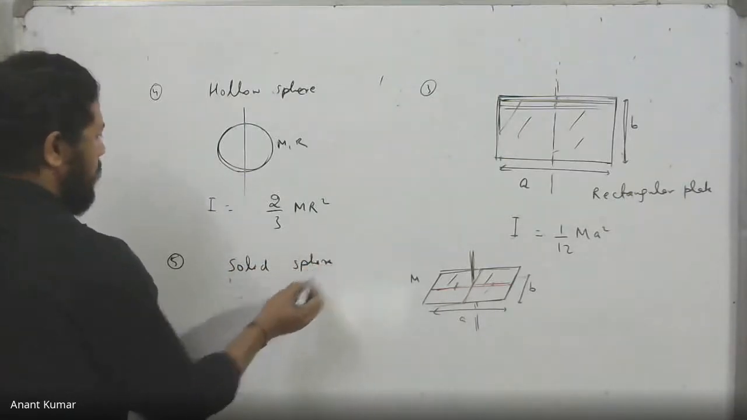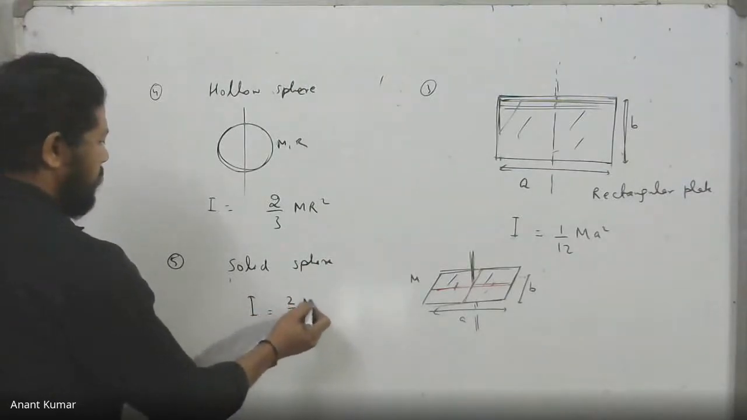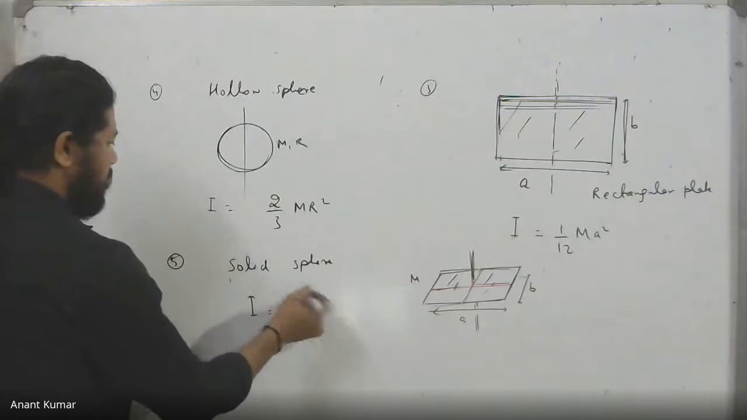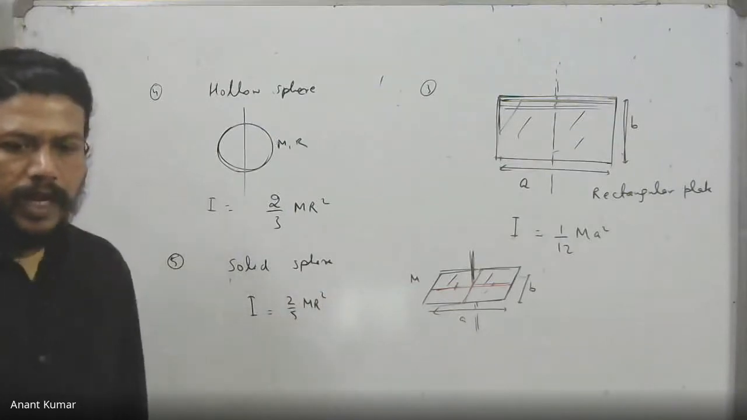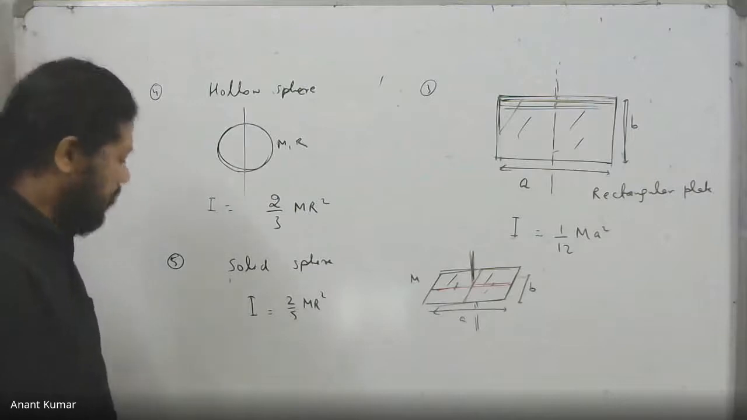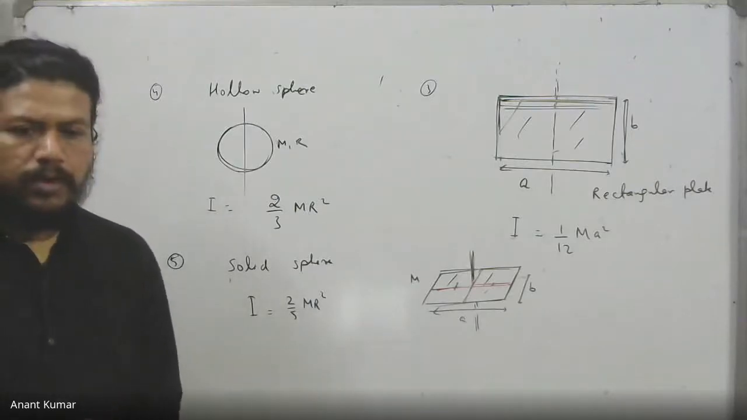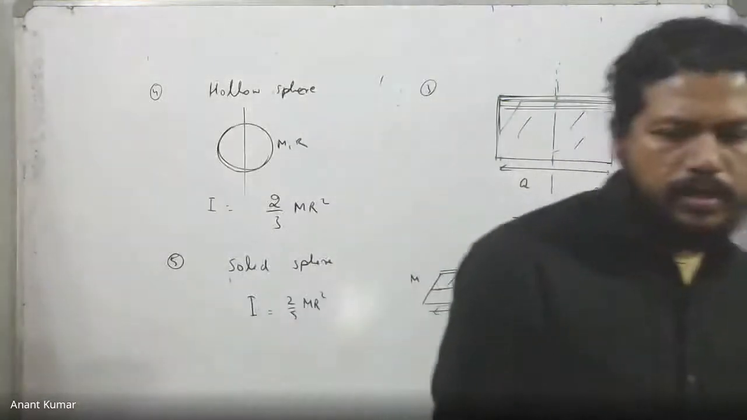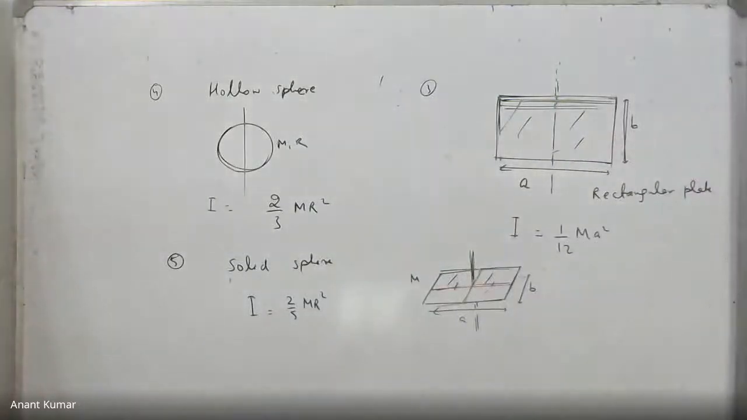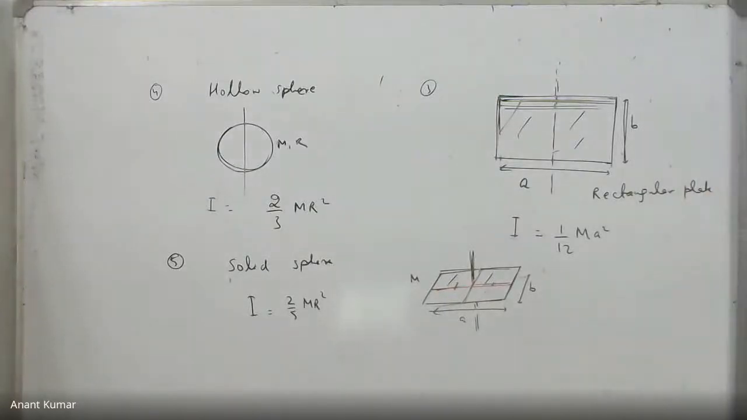For a solid sphere about any of the diameters, we end up getting 2 by 5 M R square. But remember that this one is about a diameter. It's not about a tangent, it's about a diameter. As we could see in this case, the moment of inertia of the hollow sphere is more, as to be expected, because the mass is farther away from the axis in general. While for the solid one, the mass is also nearer to the axis, and that is why the moment of inertia becomes less.